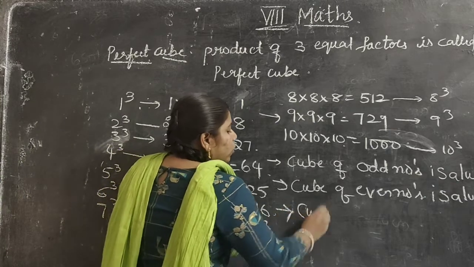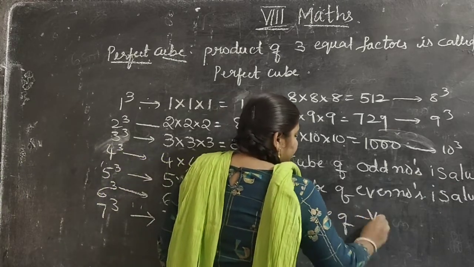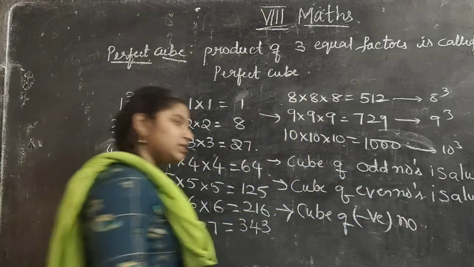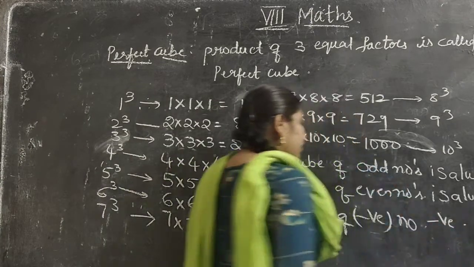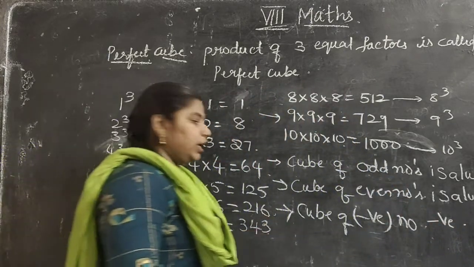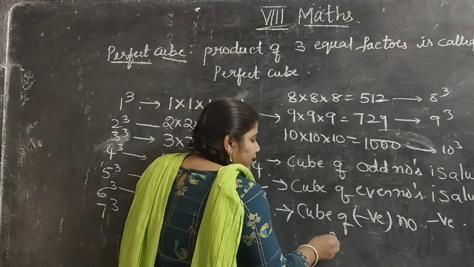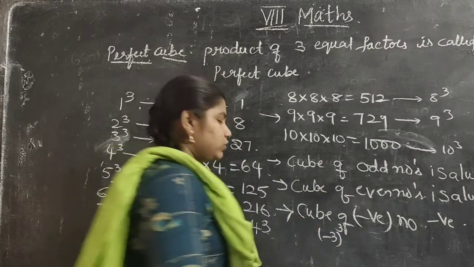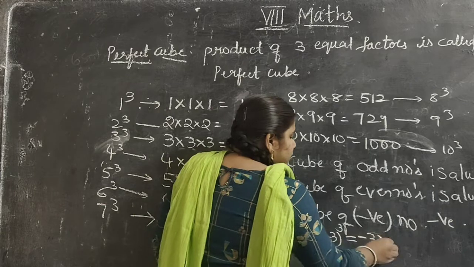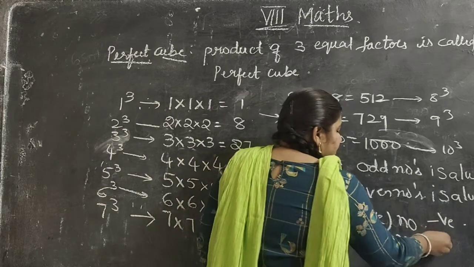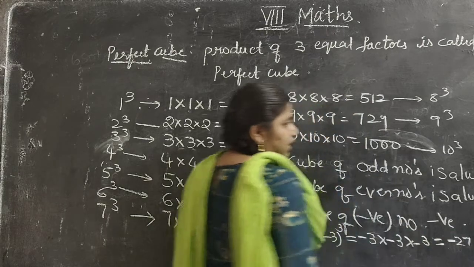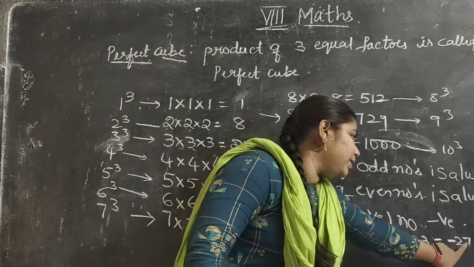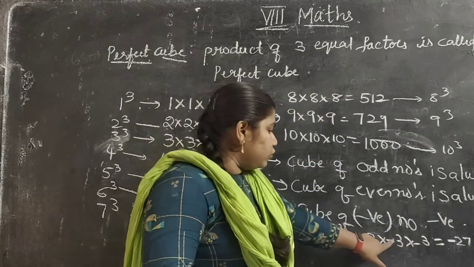Next, cube of a negative number. Cube of a negative number will always be negative. You can take one example. Minus 3 whole cube I am taking. That means minus 3, how many times do you have to multiply? 3 times. So we can write minus 3 into minus 3 into minus 3. That will be how much? Minus 27. So cube of a negative number, the result will again be negative only. Minus into minus is plus, plus into minus is minus.